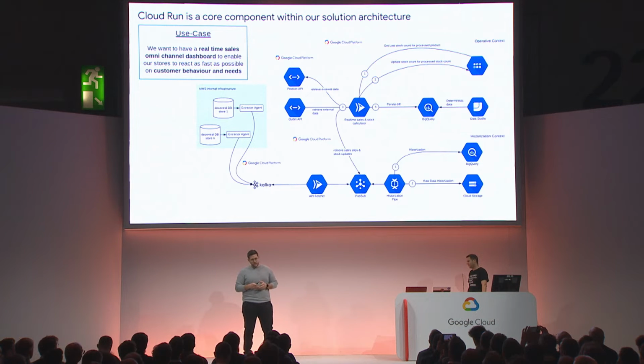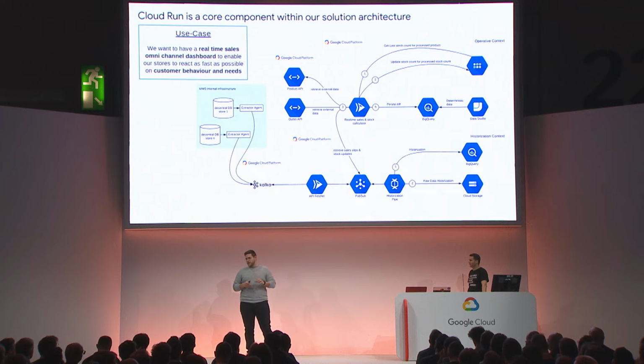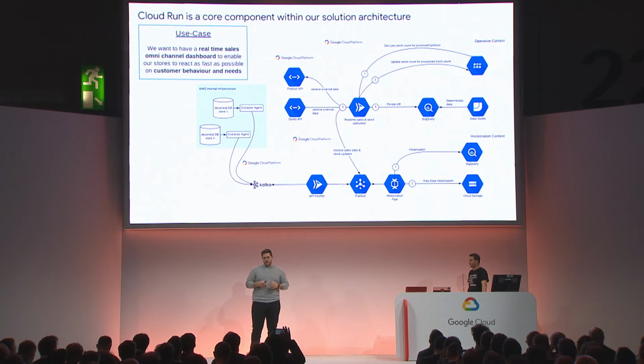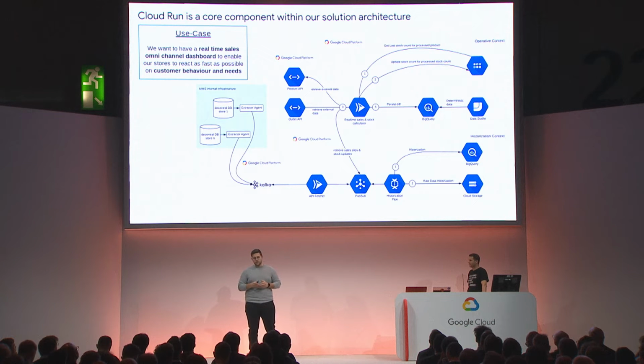So we have basically 4 building blocks within that architecture. First is getting the data out of our decentral databases in the over 1,000 stores, passing it via Kafka. The Kafka is running on GCP. Then a Cloud Run service fetches the data from Kafka and passes it to Pub/Sub. Then we have 2 different streams. The first one is a raw historization stream of the data to have the data in BigQuery for any other use case in the future.